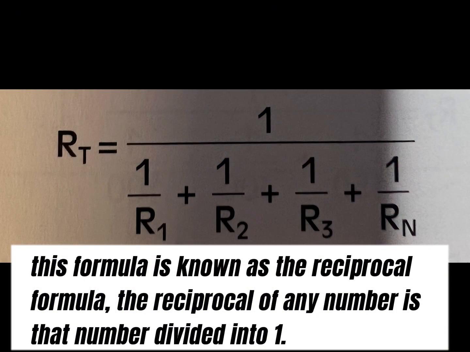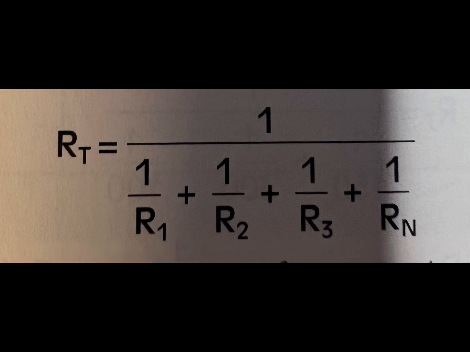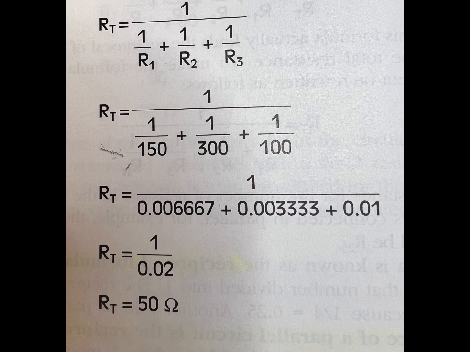Notice that this formula actually finds the reciprocal of the total resistance instead of the total resistance. To make the formula equal to the total resistance, it can be rewritten as follows: R total equals 1 over 1 over R1 plus 1 over R2 plus 1 over R3 plus 1 over Rn. The value Rn stands for the number of resistors in the circuit. If the circuit has 25 resistors connected in parallel, for example, the last resistor in the formula would be R25. This formula is known as the reciprocal formula.